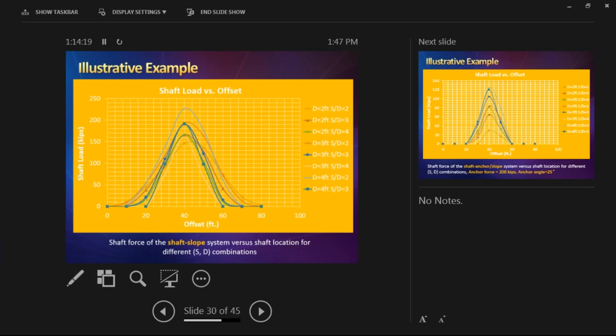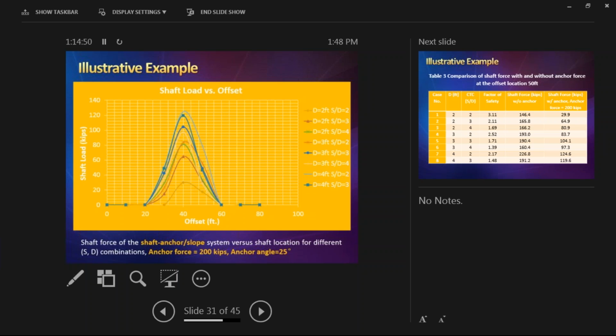And the other output from the computer program is the force applied to the shaft for the same combination of drill shaft and location we looked at in the previous slide. Okay, so those are the outputs from UASLOPE 2.3 that will be used as input in the LPILE analysis for structural design of the drill shaft.